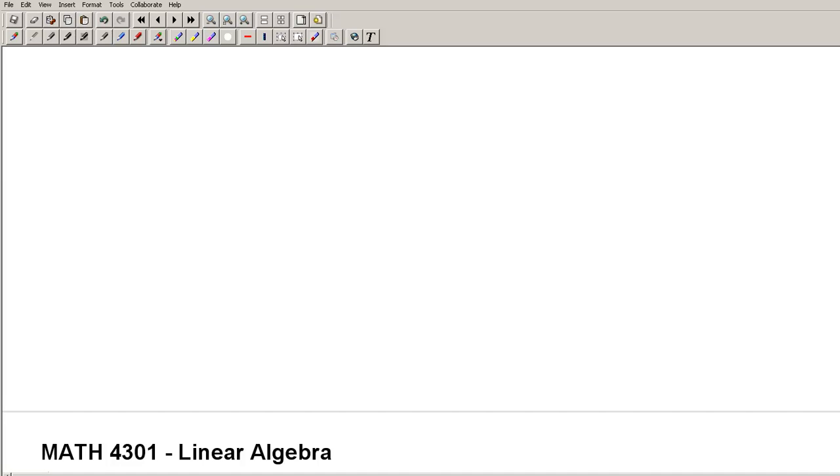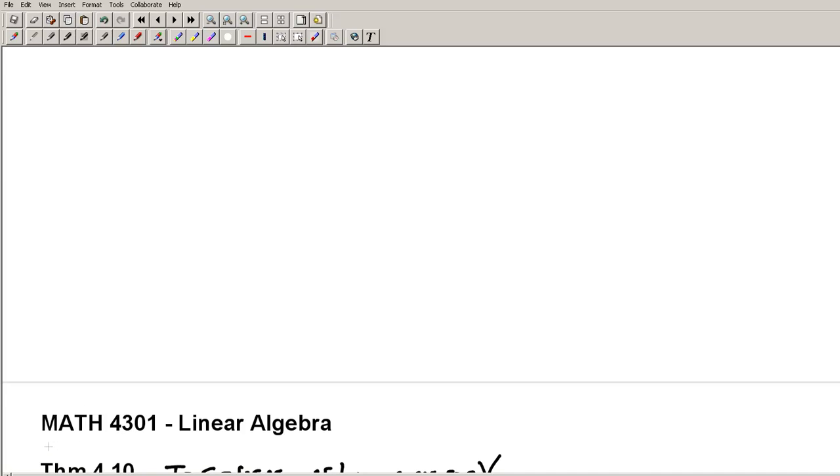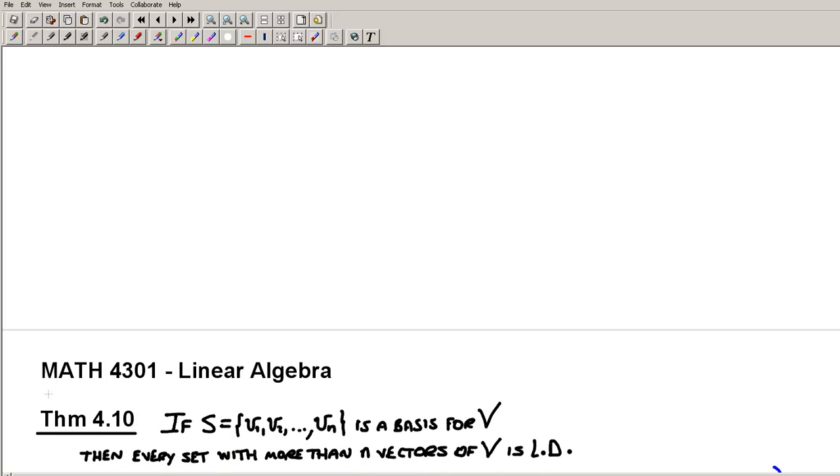Now let's take a look at theorem 4.10 on page 225. This theorem says that, let me illustrate it this way. Let's say your basis has 8 vectors, okay? If your basis has 8 vectors, then if you take any 9 vectors or 10 vectors or 11 vectors in V, those vectors need to be linearly dependent.